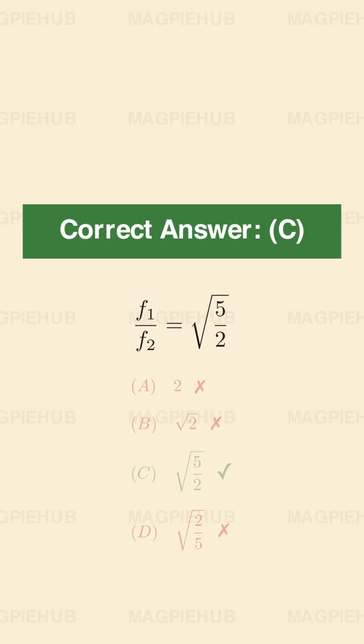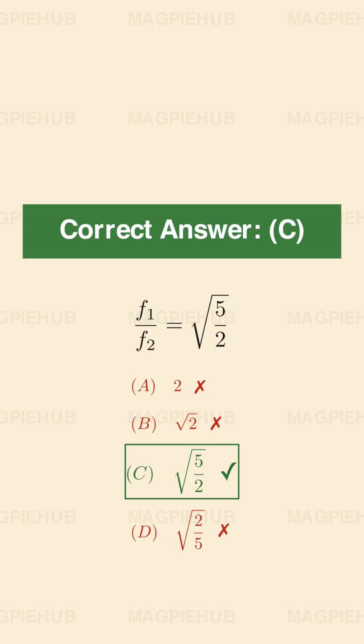Let us verify the other options are incorrect. Option A says 2, which would mean omega 1 squared is 4 times omega 2 squared, that does not match. Option B, root 2, would require a ratio of 2, also incorrect. Option D is the inverse. Only option C, root 5 by 2, matches our calculation.